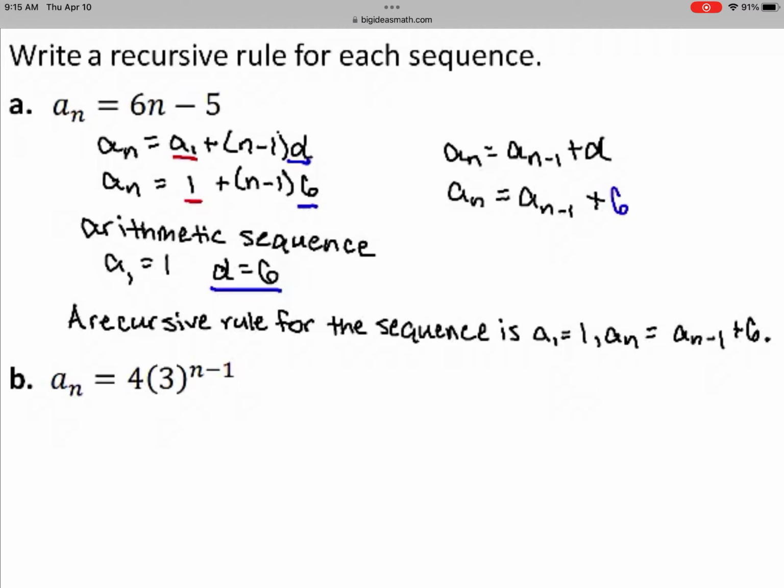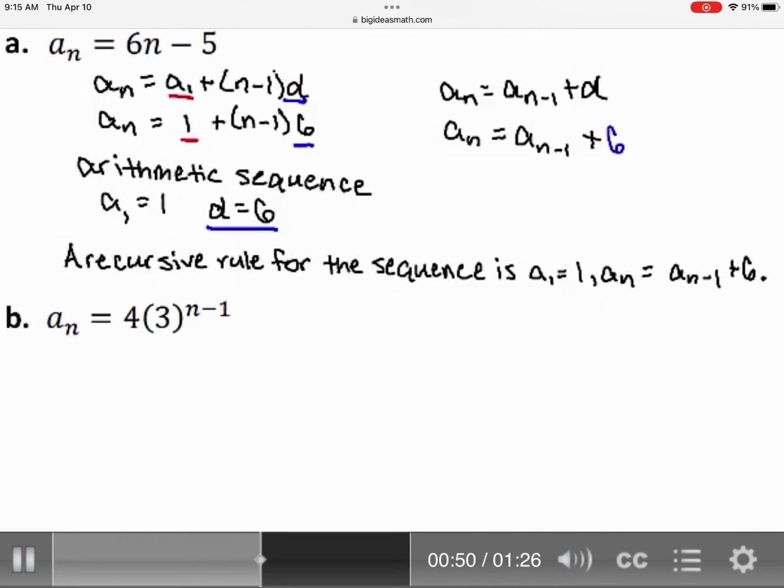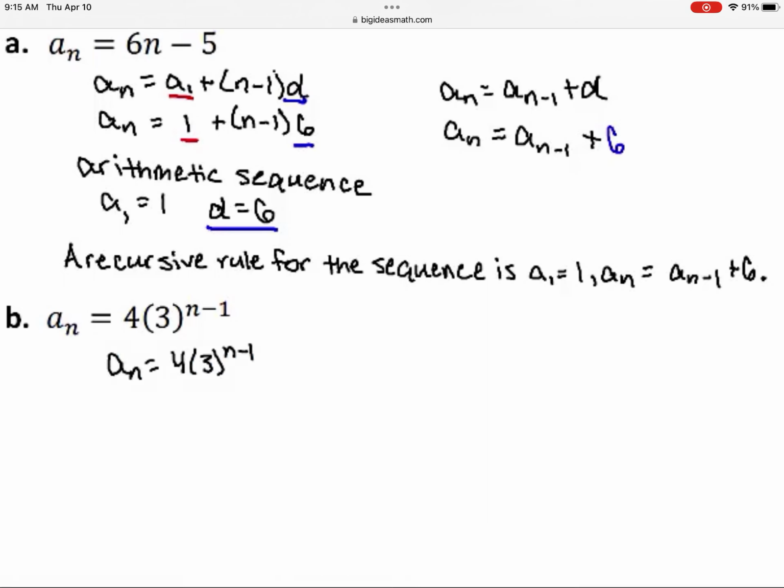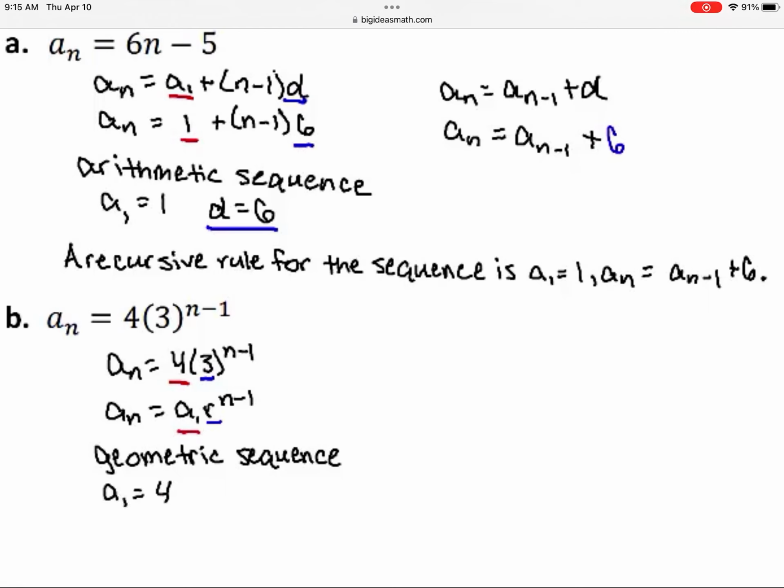Part B: a sub n equals 4 times 3 to the power of the quantity n minus 1. Notice that the explicit rule is of the form a sub n equals a sub 1 r to the power of the quantity n minus 1, where a sub 1 is 4 and r is 3. So the explicit rule represents a geometric sequence with first term a sub 1 equals 4 and common ratio r equals 3.